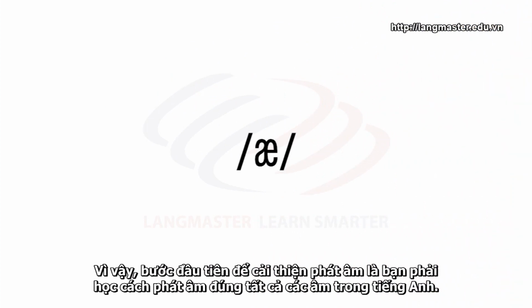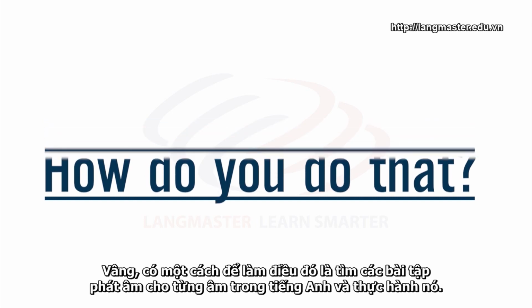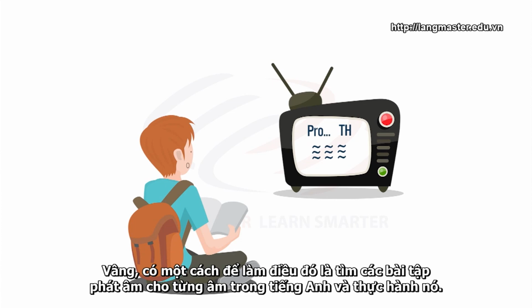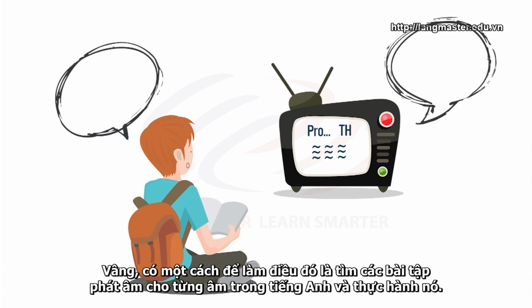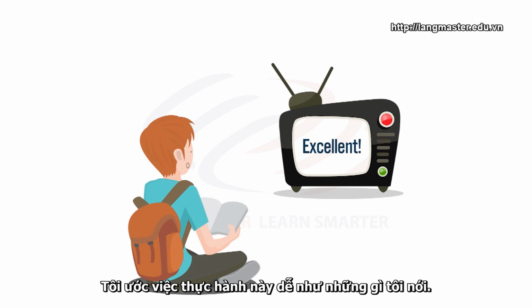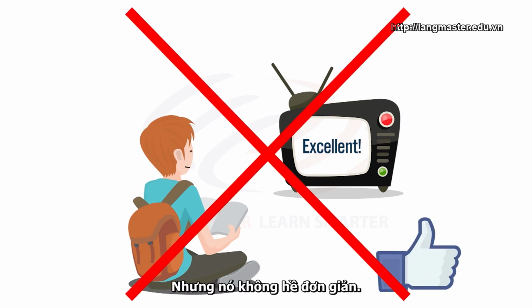So, the first step to improve your pronunciation is to learn to pronounce all of the main sounds in English correctly. So how do you do that? Well, one way to do that is to find some pronunciation exercises for each sound in English and just practice. After you've practiced making all the sounds, you will have the perfect pronunciation. Now, I really wish it were that simple, but it's not.